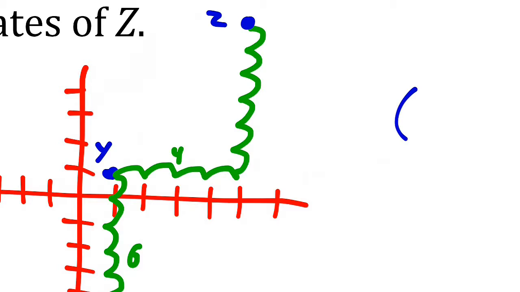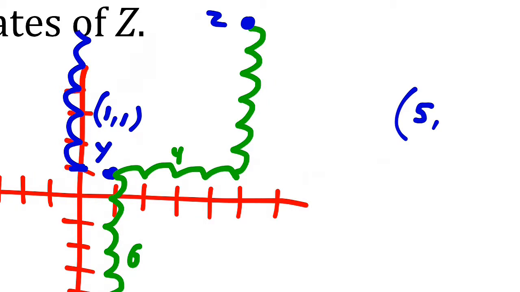So I went over 4. This was at (1, 1), and I went over 4 this way. So I went from 1 to 2, 3, 4, 5. So my x-coordinate is 5. And then I went up 6. So I started at 1 right here, and I went up 1, 2, 3, 4, 5, 6. Where does that put us? That puts us at the height of 7. So this is (5, 7).